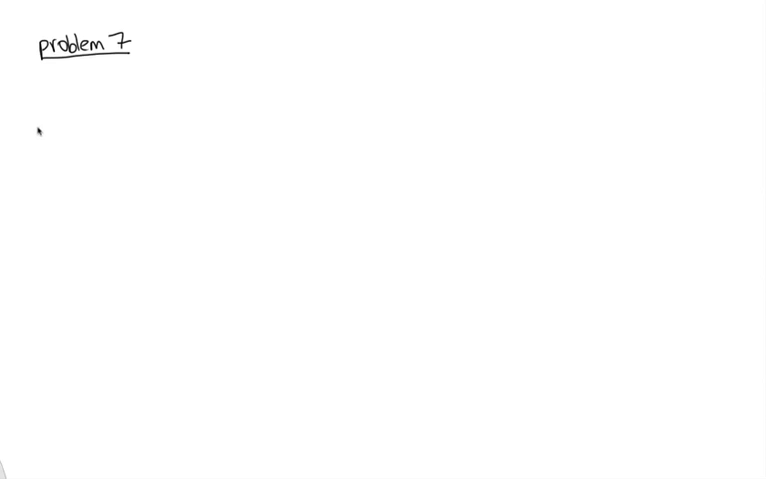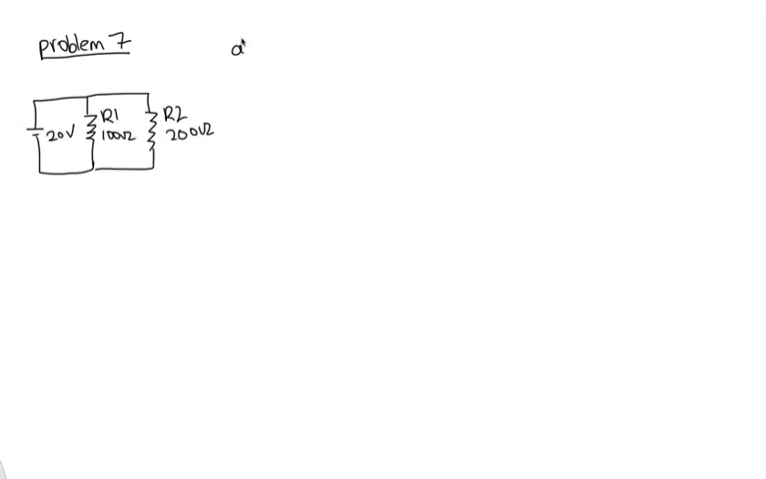In this one we also have a circuit. We've got a power supply here, and then we've got a resistor here, and another resistor here. So we're told that this has a voltage of 20 volts. This one here is R1 with a resistance of 100 ohms, and this one's R2 with a resistance of 200 ohms. In part A, we're asked, are these resistors in series or in parallel?